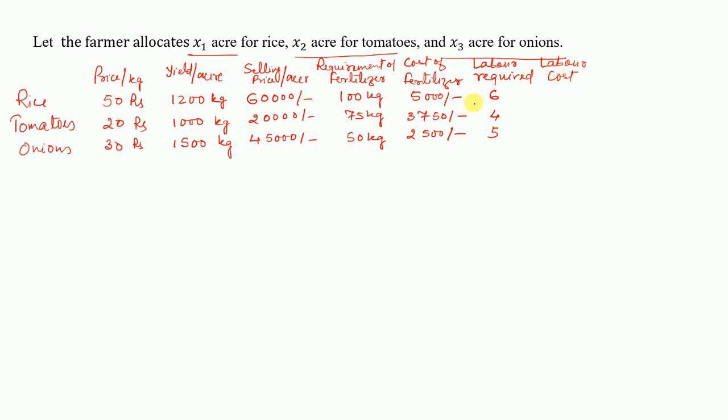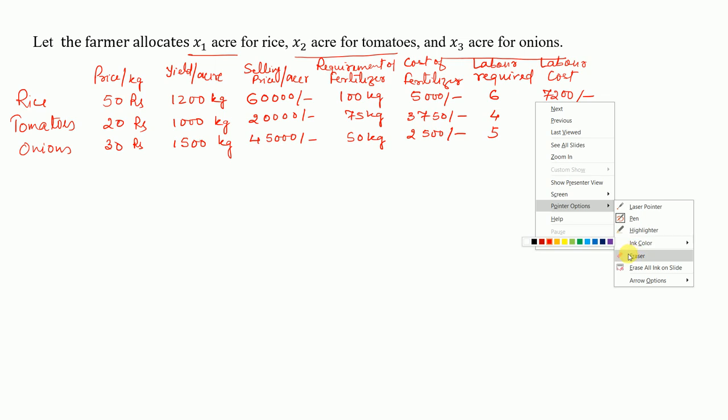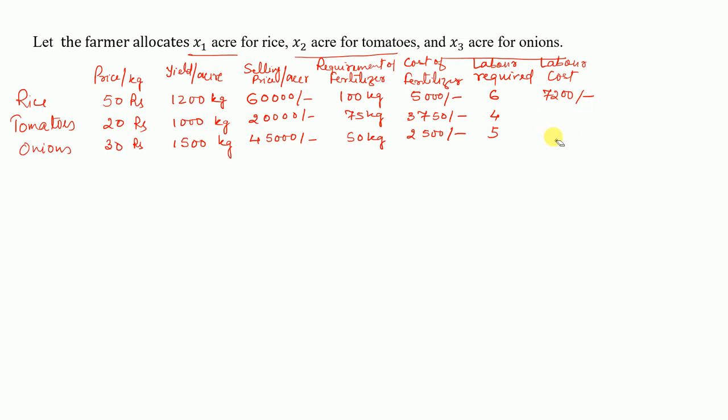So multiply 6 with 1200, we will get 7200. This one is not 3700. We have to multiply 4 with 1200. So 4 multiplied with 1200 will get 4800, and this one is 6000. So this is the labor cost.